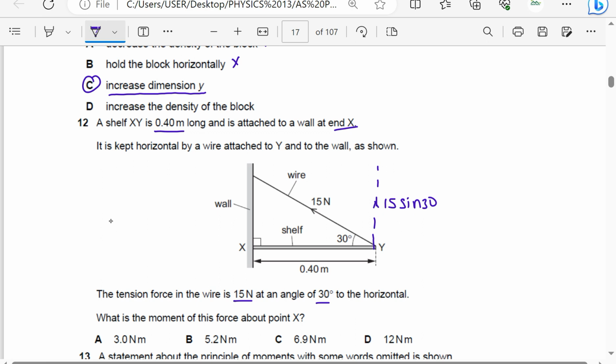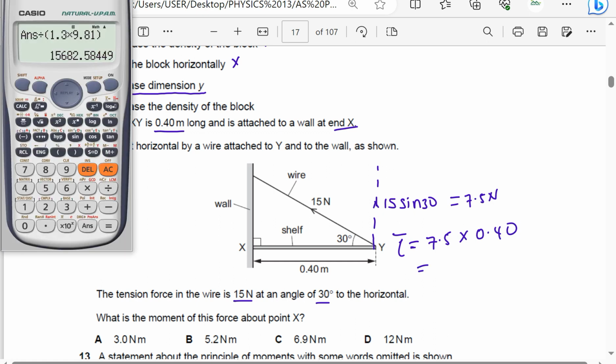So I will get 15 sine 30. That is, I think, 7.5. So the moment, I will use tau for torque, or moment, is going to be 7.5 newtons. So 7.5 newtons is 15 sine 30, times now the perpendicular distance, which is 0.40.